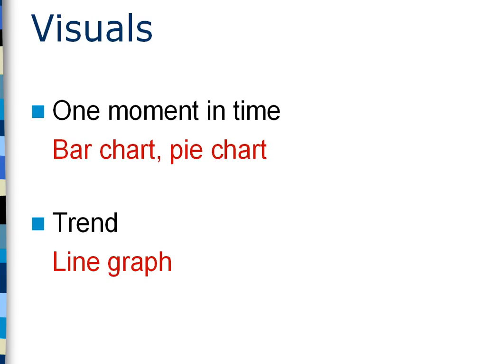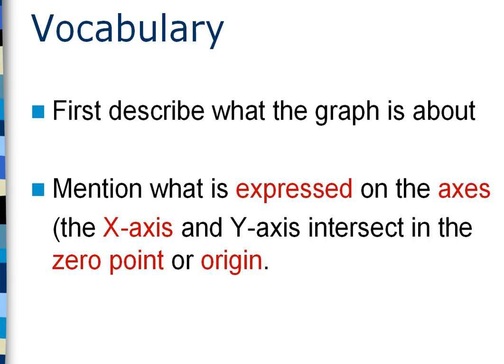Bar charts and pie charts are typically used. Whereas if we want to indicate trends, that is, things happening over time or simultaneously, or looking at how two variables interact with one another, then we normally use line graphs. This for the visuals. Now, what are the words that we're going to use?